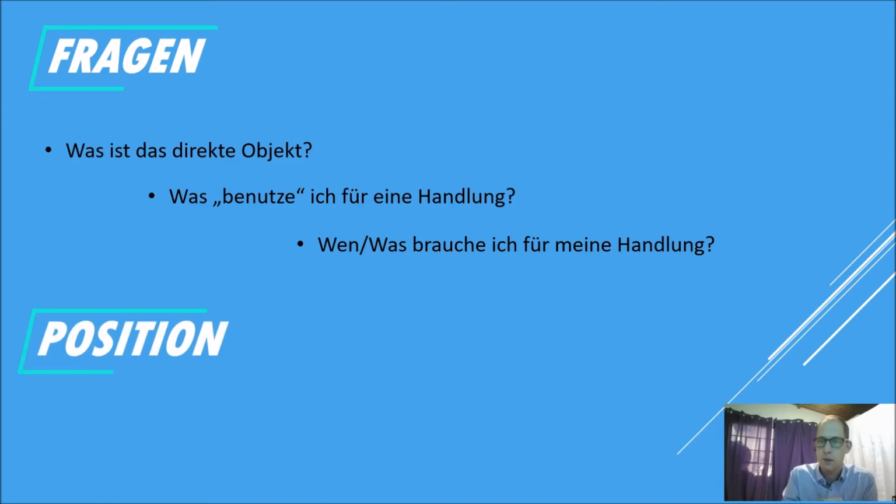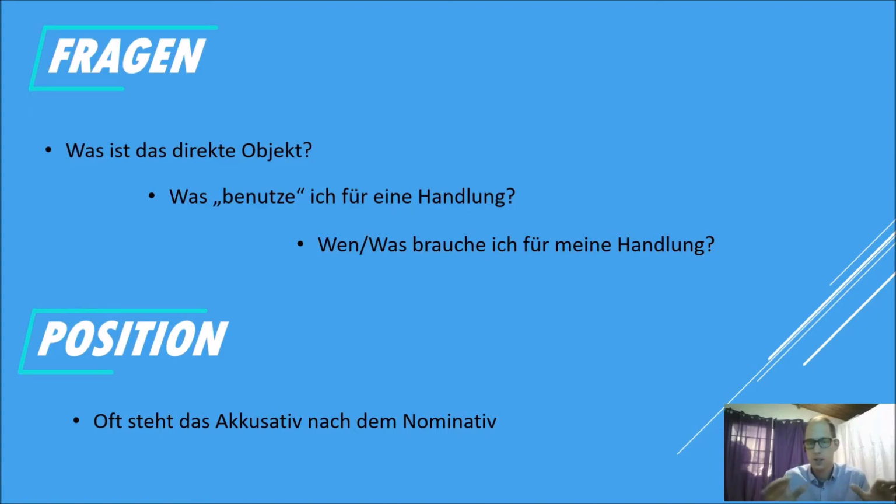The second indicator is the position. This is maybe one of the less valued indicators, but it is one. So we have to ask, where is the word in the sentence? Normally we don't have the accusative at the beginning of a sentence. When we think of simple sentences, normally the accusative stands after the nominative. We will see a few example sentences in a few seconds.